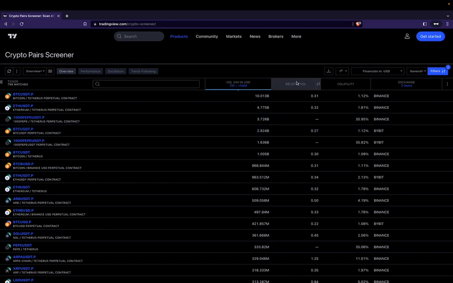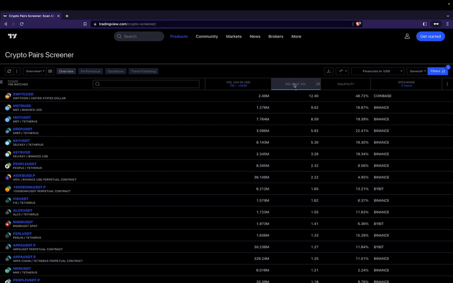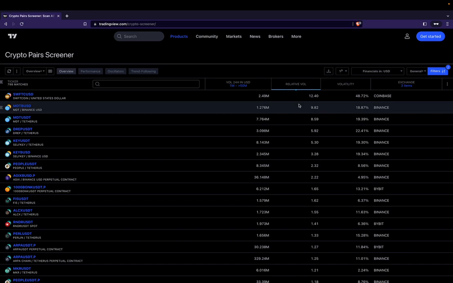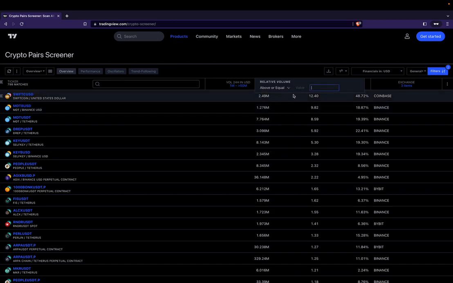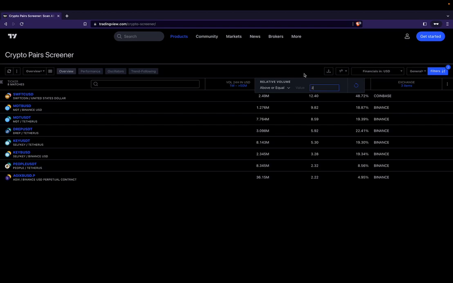Now, relative volume is the next thing we want to look at. We can just filter it by relative volume. So there's the highest ones first, which is what we're looking for because we want the most volatile coins. And we want to remove anything that is below. I would say we want it to be above or equal to 2. And there we have it. We have 8 matches per this scan.